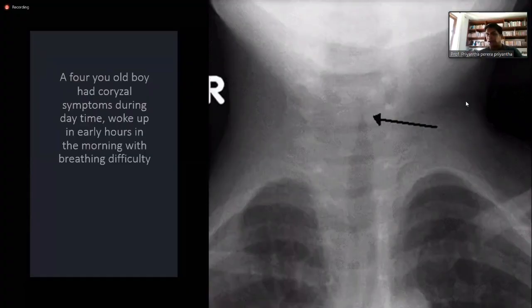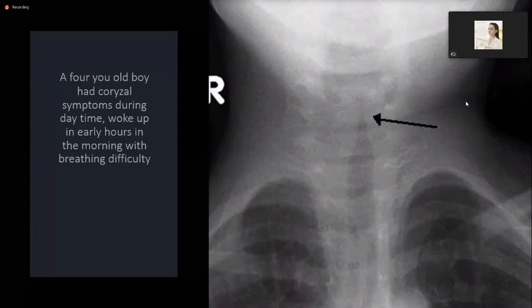Right. So we start from today's one. This is a 4-year-old boy who had coryzal symptoms during the daytime and woke up early in the morning with difficulty in breathing. What is the diagnosis? You can contribute. You can answer the question, right? Anyone want to have a try? What is the diagnosis?